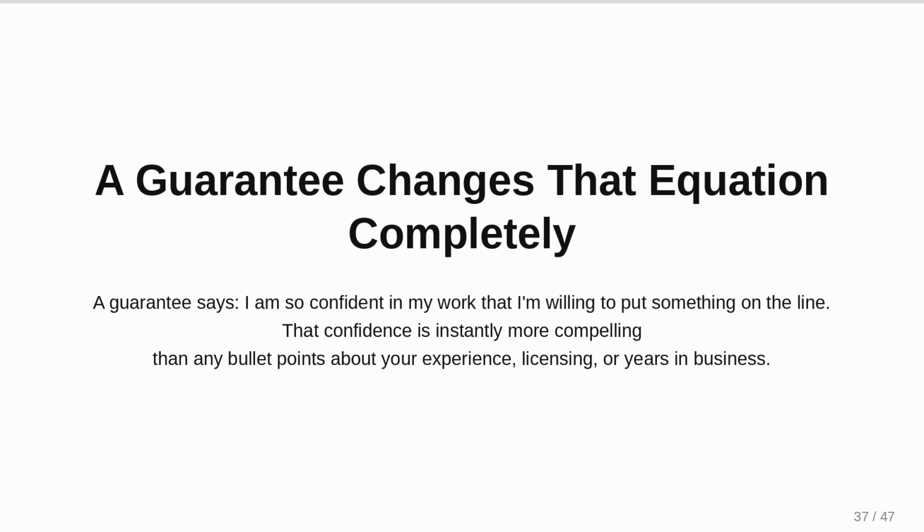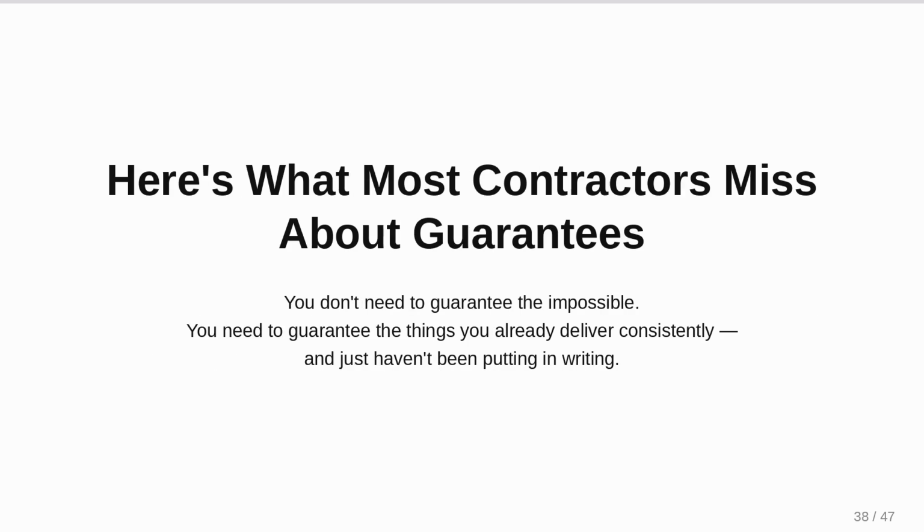A guarantee says, I am so confident in the quality of my work that I am willing to put something on the line if I don't deliver. That confidence is instantly more compelling than any number of bullet points about your experience or your licensing or your years in business. And here's the thing about guarantees that most contractors miss. You don't need to guarantee the impossible. You don't need to promise perfection on every job in every circumstance. You need to guarantee the things you already deliver consistently and just haven't been putting in writing.